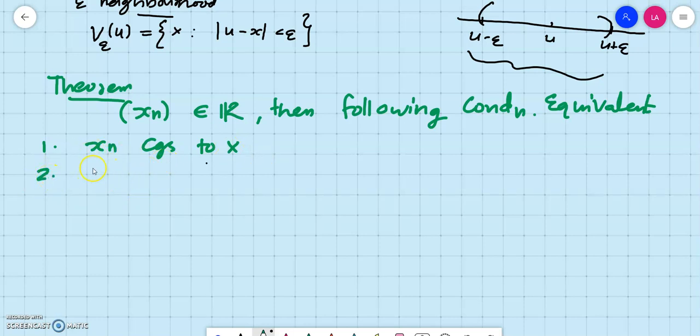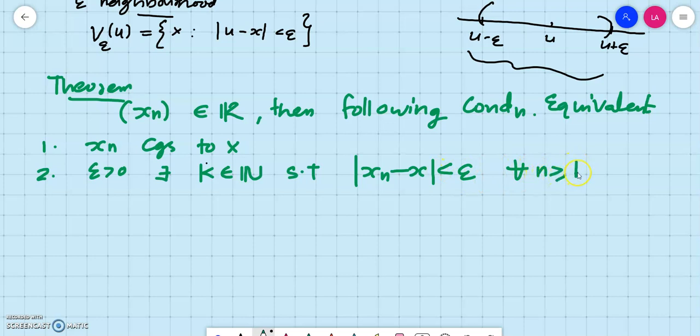This is equivalent to: for every epsilon greater than 0, there exists a number k belonging to the natural numbers such that modulus of xn minus x is less than epsilon for all n greater than or equal to k. This can be obtained from the definition itself. xn converges to x means for every epsilon greater than 0, there exists a number k such that modulus of xn minus x is less than epsilon for all n greater than or equal to k.